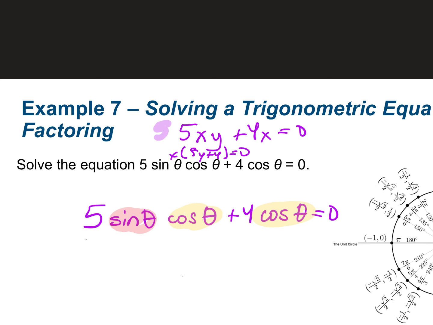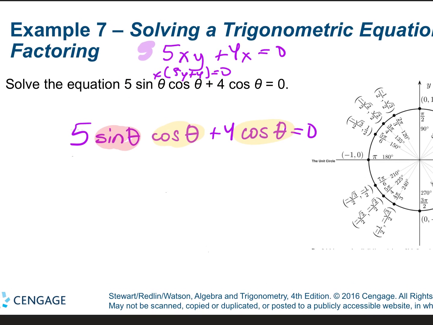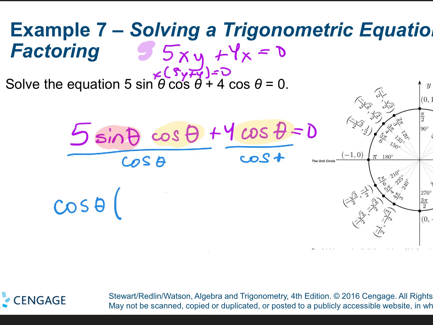Same thing, guys. What do they have in common here? The first term is 5 sine cosine. The second term is 4 cosine. What do they have in common? They both have a cosine. So if I divide out a cosine theta, my math rules do not change. I rewrite cosine theta out in front here. Then I'm left with 5 sine of theta plus 4. Agreed? Equals 0.